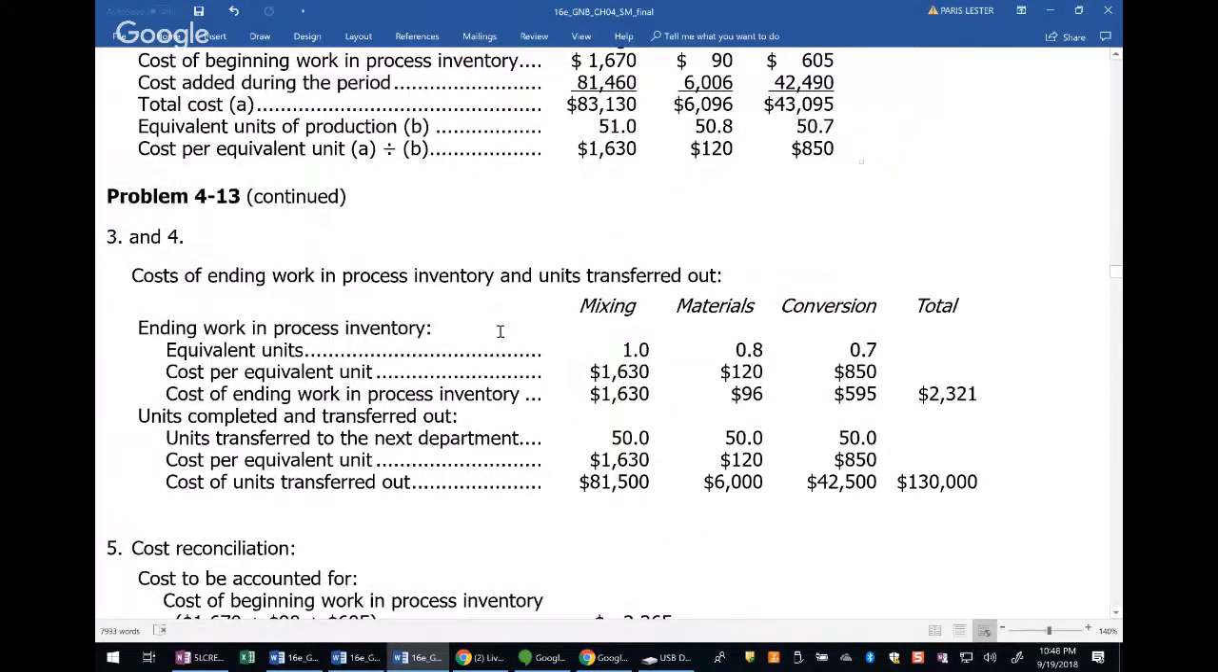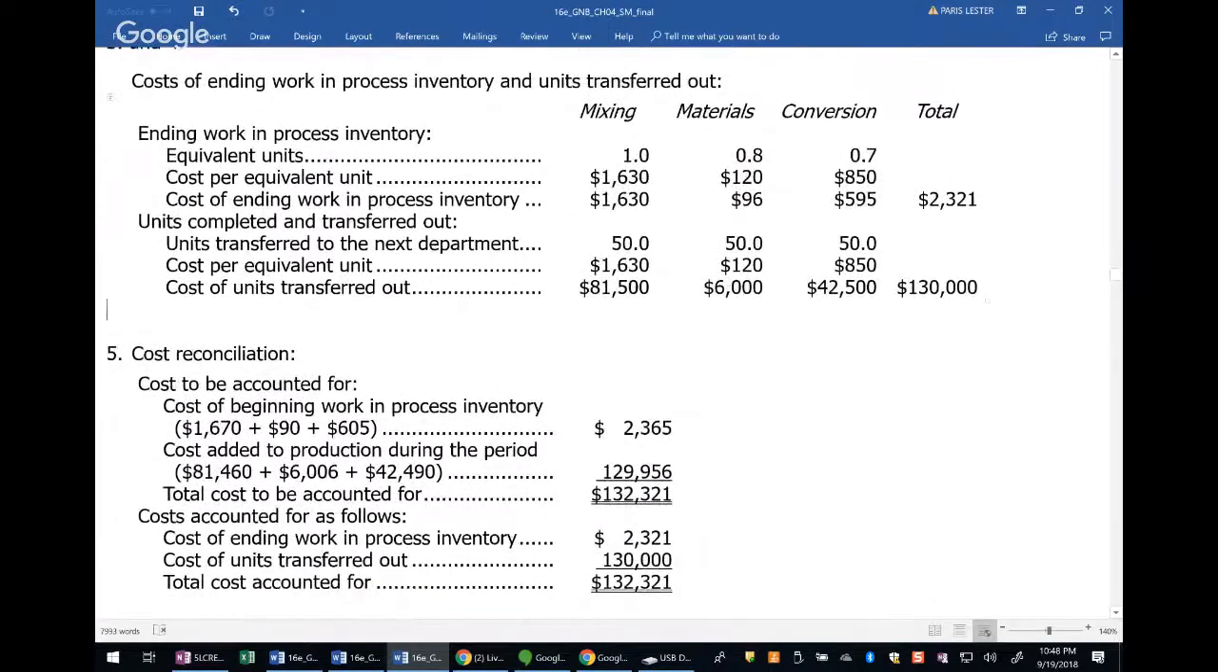cost of ending work in process, 1 equivalent unit times 1630, 0.8 units times 120, and 0.7 units. Units complete and transferred out, 50 times 1630, and then of course 50 times 120. Now here's your total cost here. You add that, you get 132,321. That's how you account for your cost. No, this one shouldn't take much more than 20 minutes either. Okay. All right. That is 12 and 13.